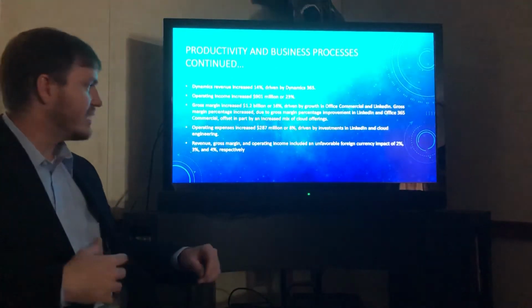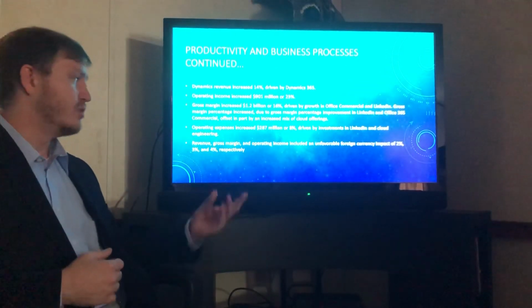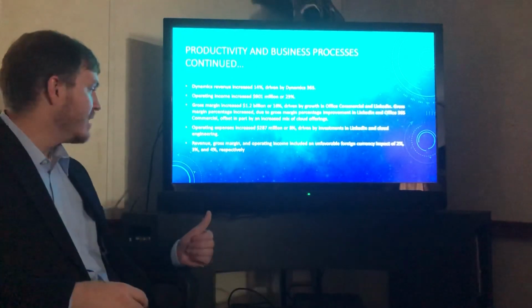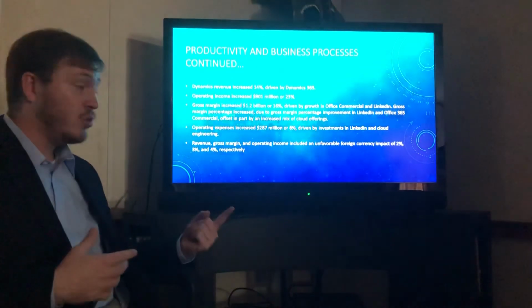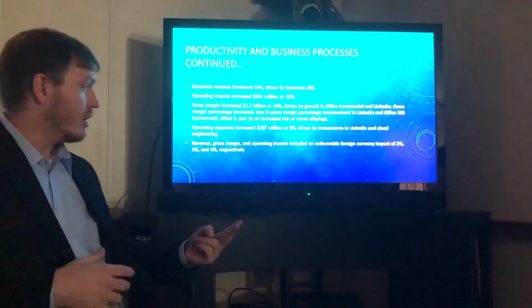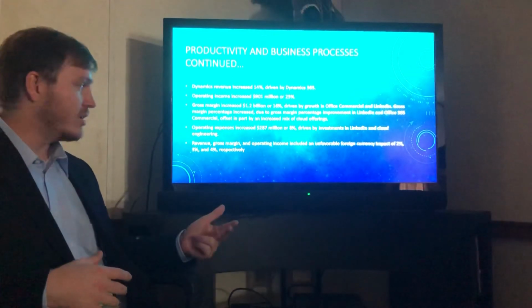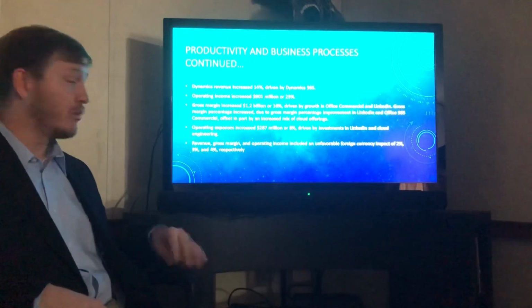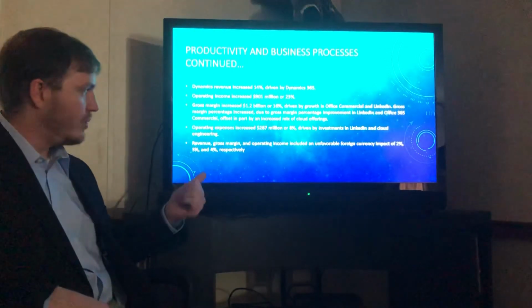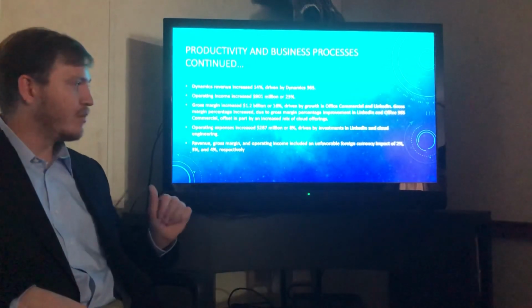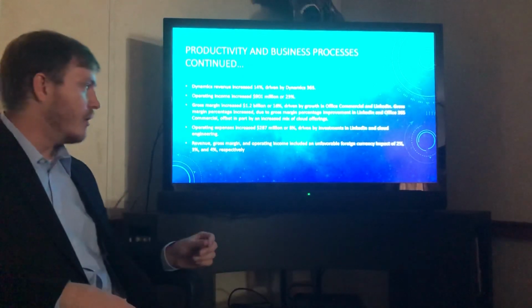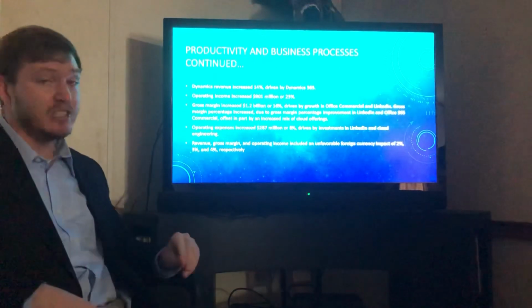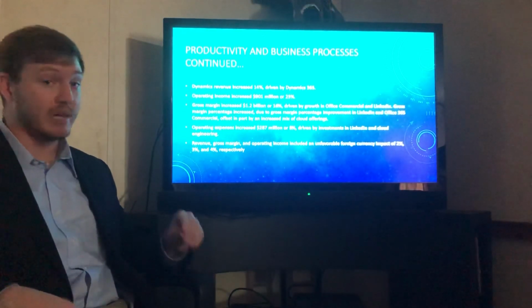Operating expenses increased $287 million, driven by investments in LinkedIn and cloud engineering, which is the OneDrive we spoke about. And then just some other things. Revenue increased by 2%. The revenue, gross margin, and operating income included an unfavorable foreign currency impact of 2%, 3%, and 4% respectively. These numbers really spoke to me, especially the operating income, of how much they made in just one quarter from their operating income alone.